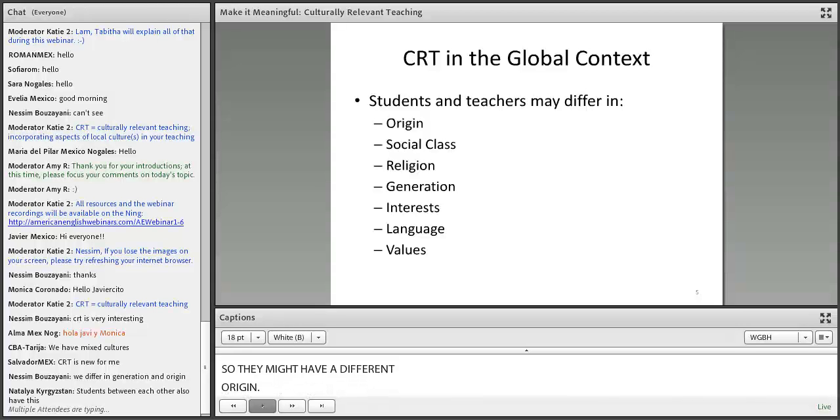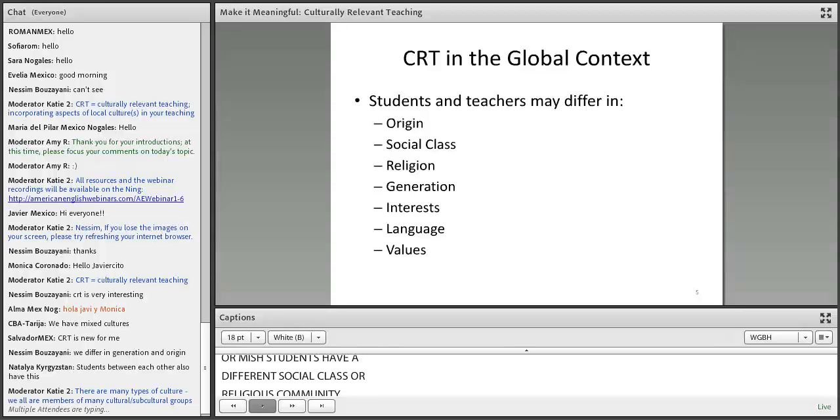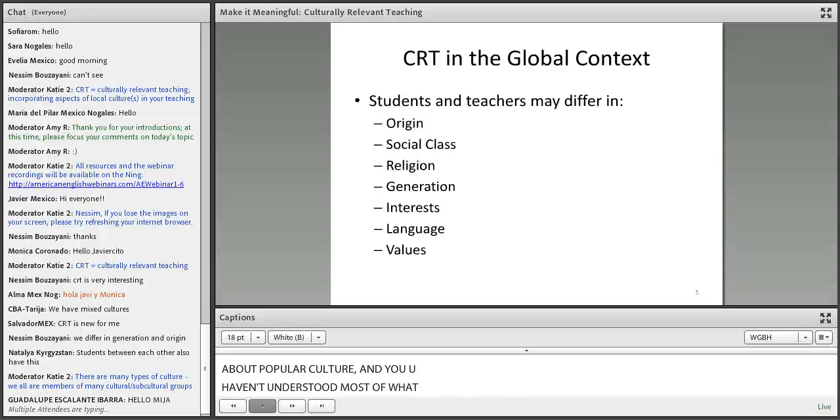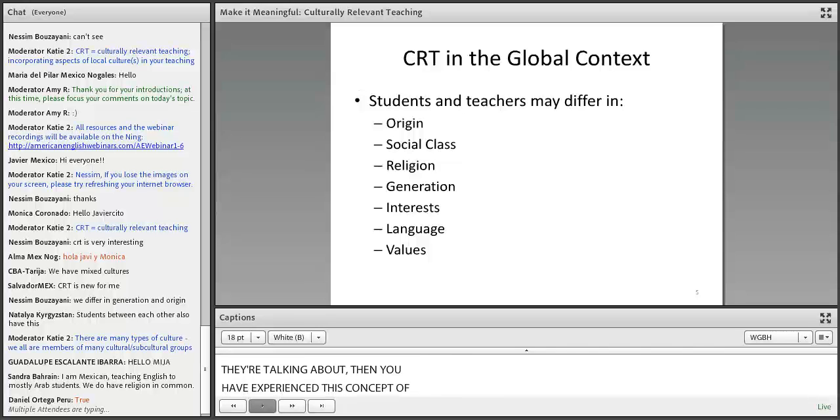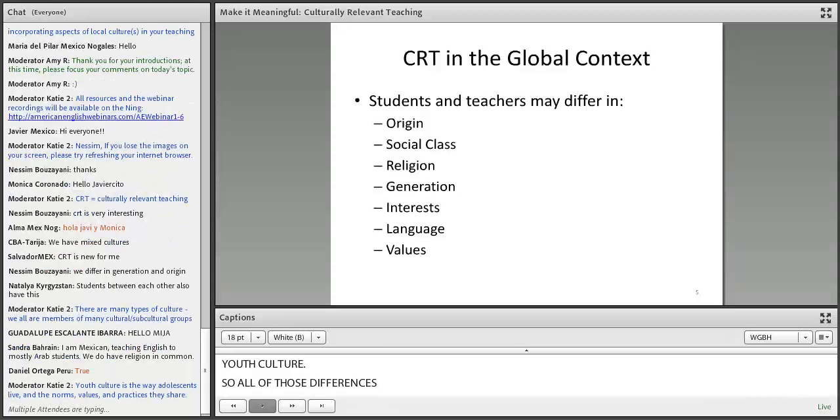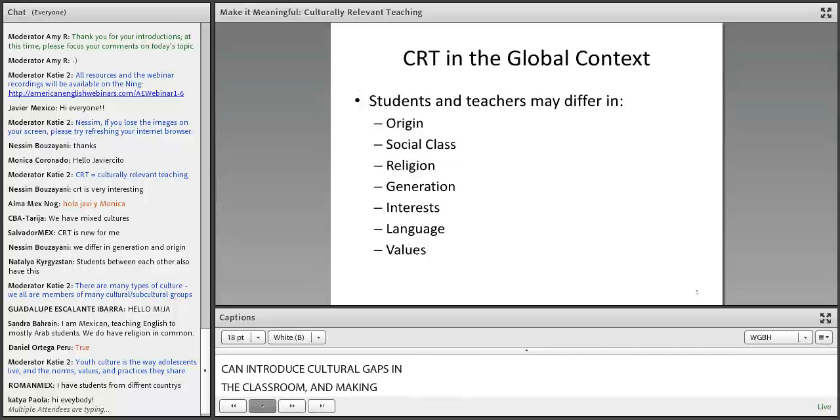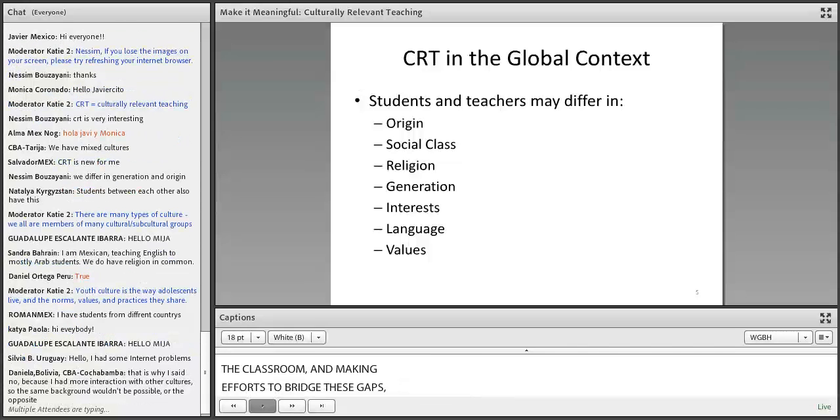Of course, unless you are a very new teacher, you'll have a difference of generation. If anyone has had the experience of listening to teenagers speak about popular culture and you haven't understood most of what they're talking about, then you have experienced this concept of youth culture. So all of those differences between teachers and students can introduce cultural gaps in the classroom. And making efforts to bridge these gaps, even if they're comparatively small, can improve student learning.